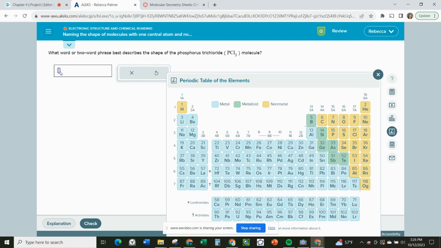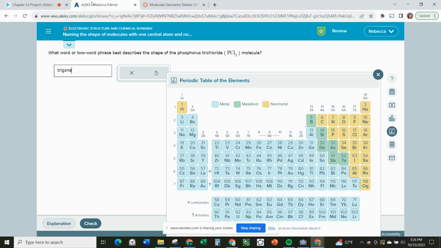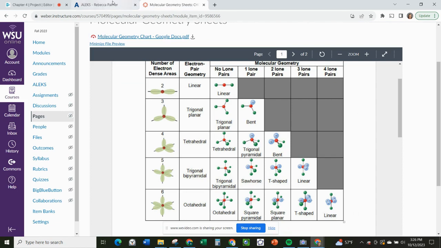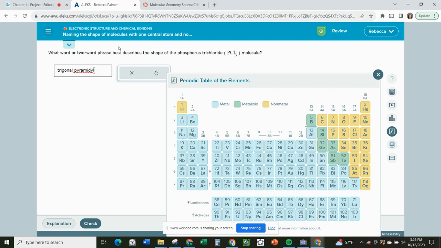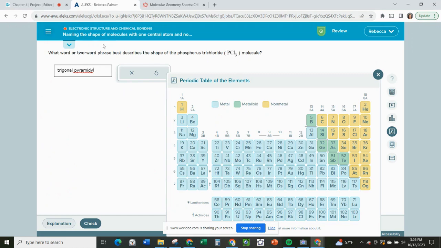Let's try to spell it right. Trigonal. Pyramidal. Okay. So I need to work on my spelling. Okay. All right, let's check that.